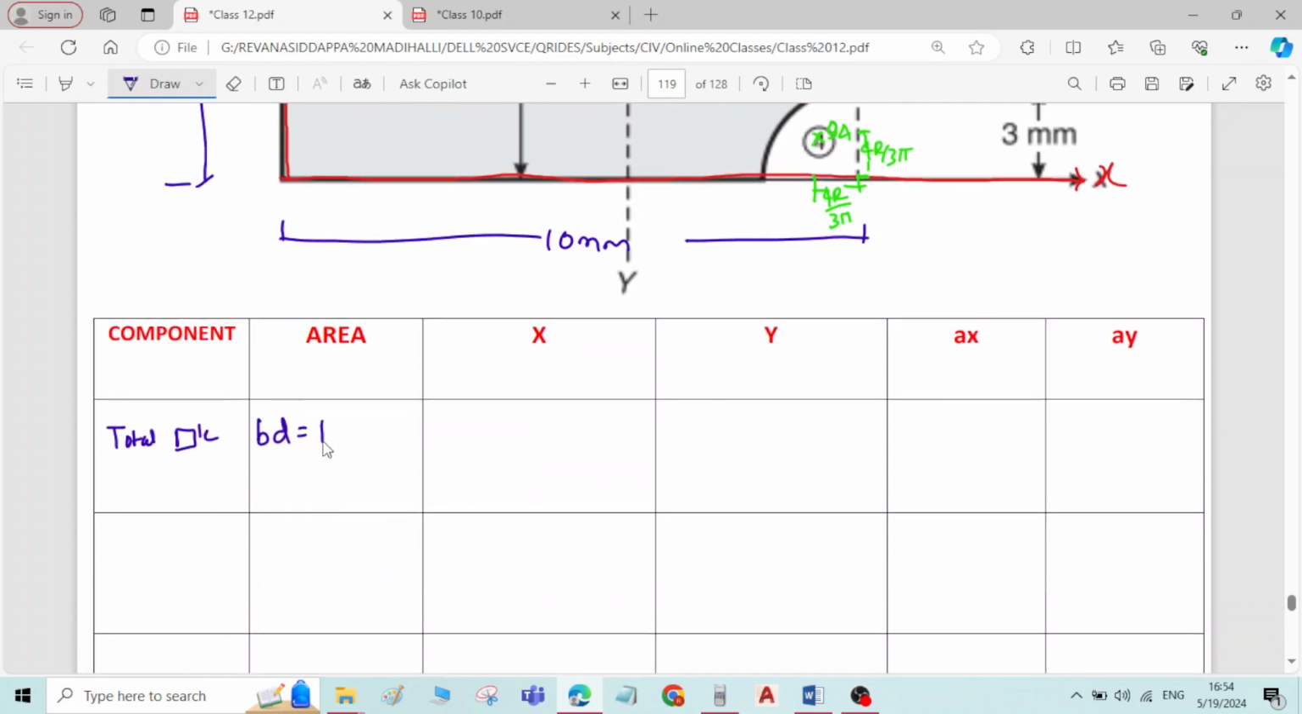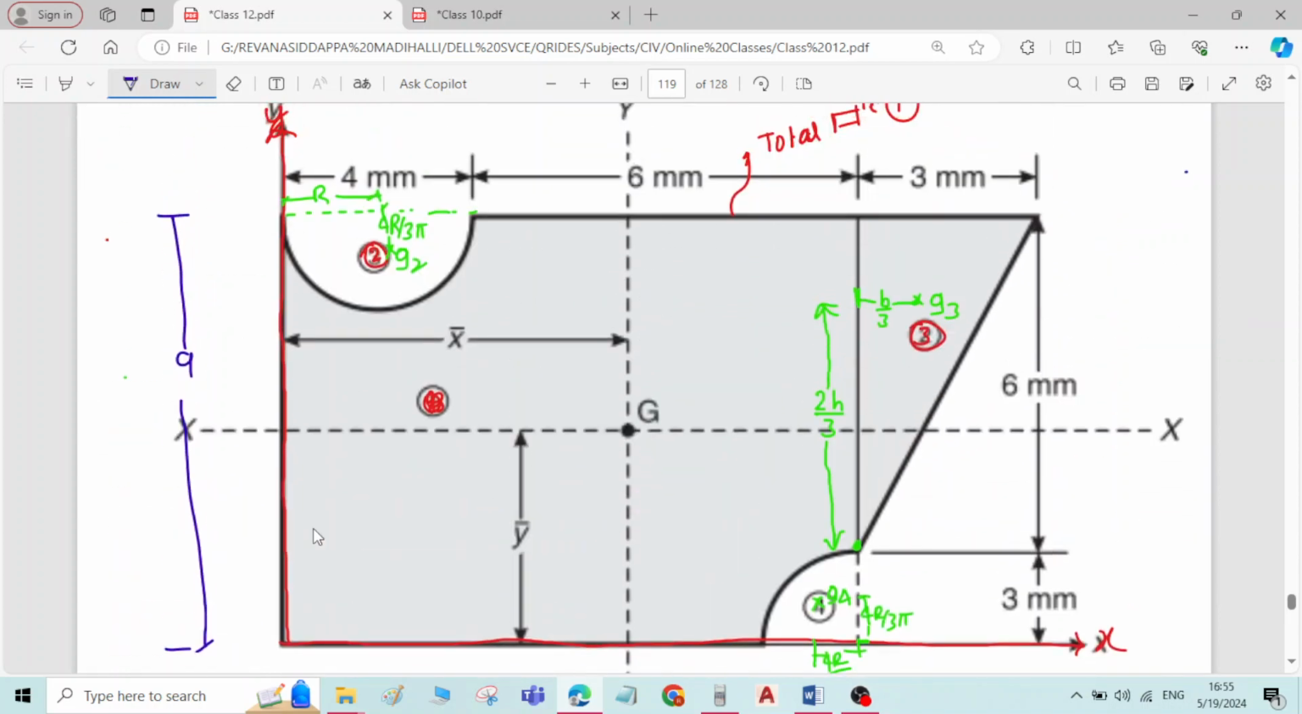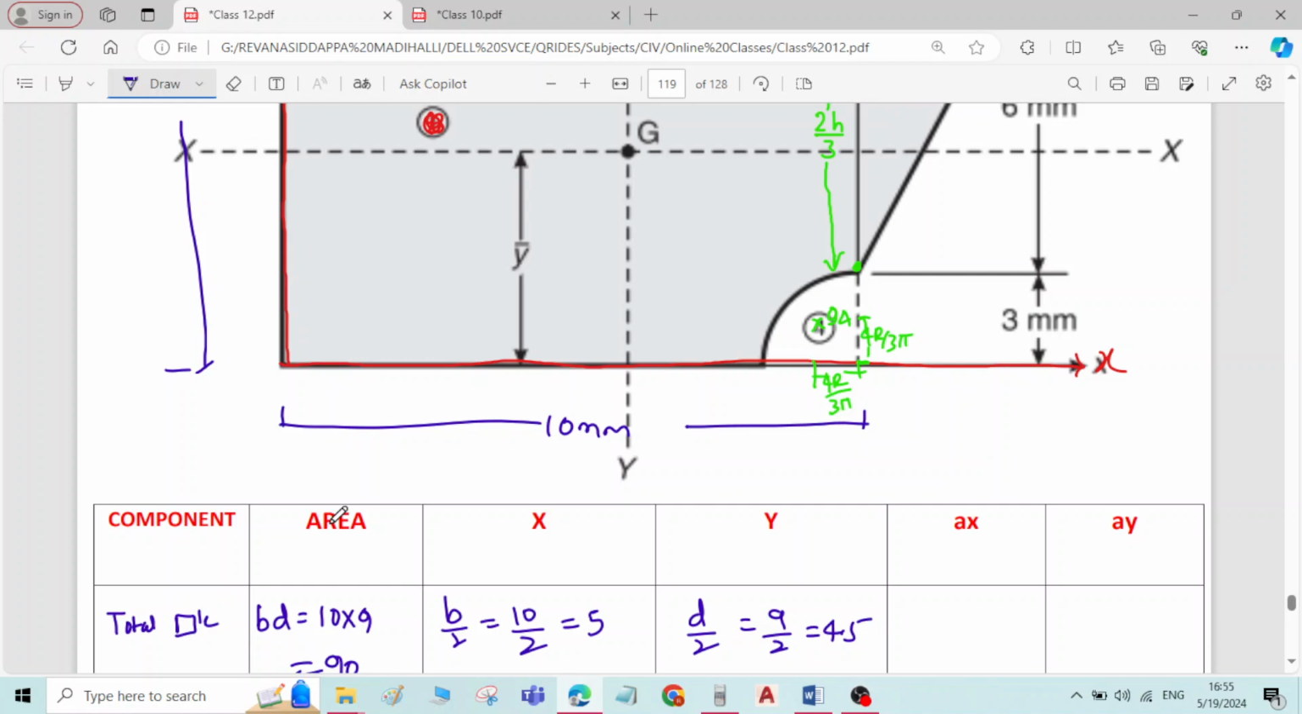So 10 into 9, 90 mm square. X value is b by 2, 10 by 2, 5 mm. Y value is d by 2, 9 by 2, 4.5 mm. Okay. Then we will go for second component, that is semicircle.